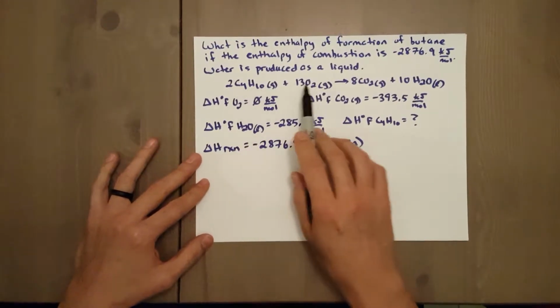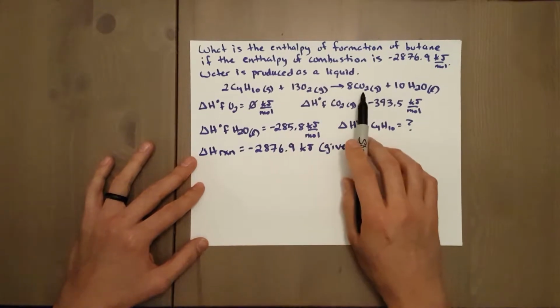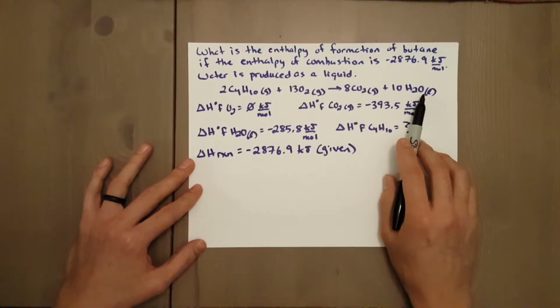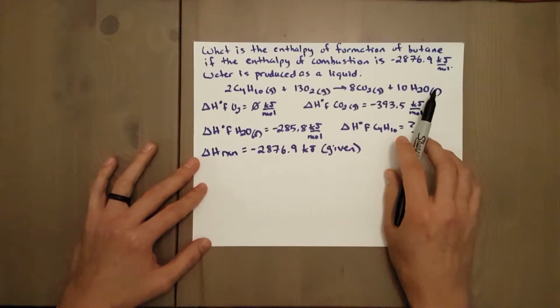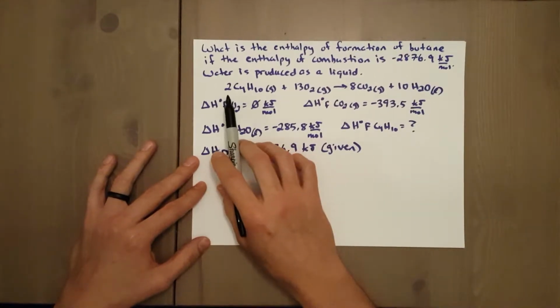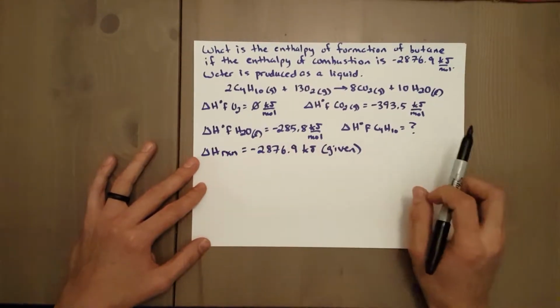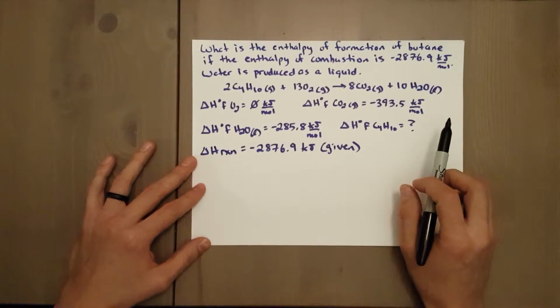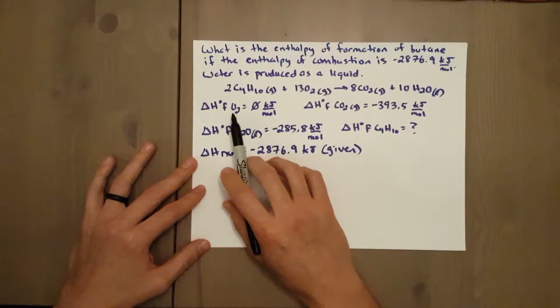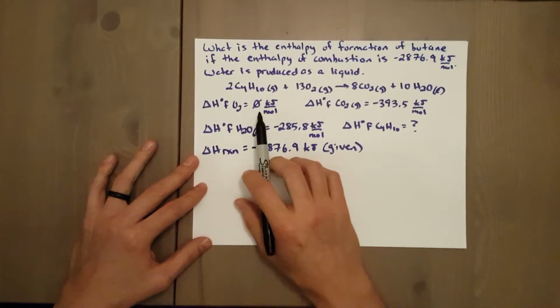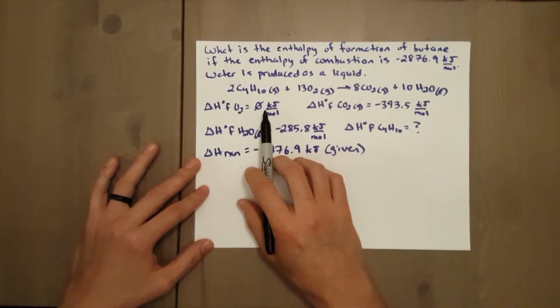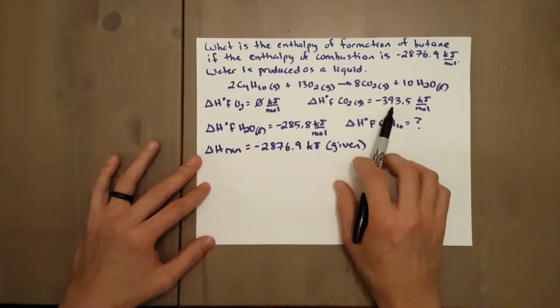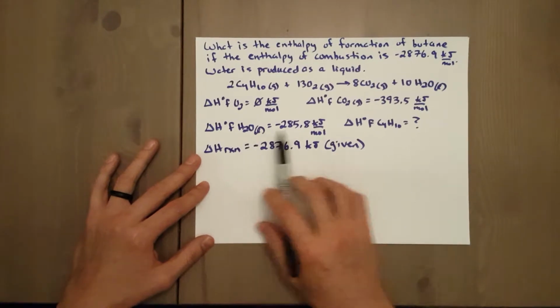So you'll have butane, oxygen producing CO2, and liquid water. States are important in these types of questions. And once it's balanced, it should look like that. The other piece of information you'll need are all the standard heats of formation. Oxygen is in its natural state, of course, so it's going to be 0 kilojoules per mole. CO2, water in its liquid state.